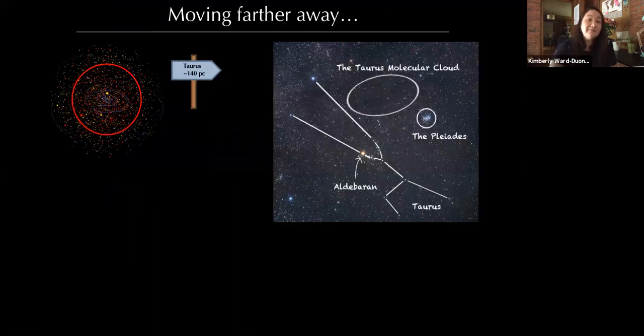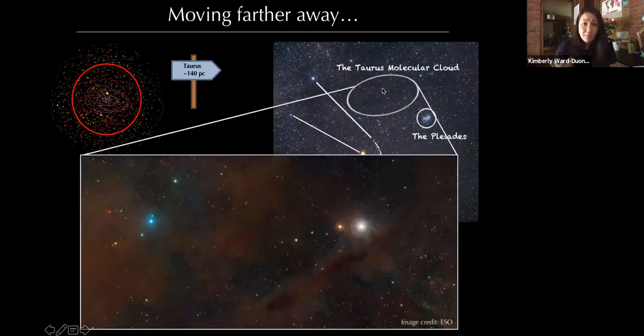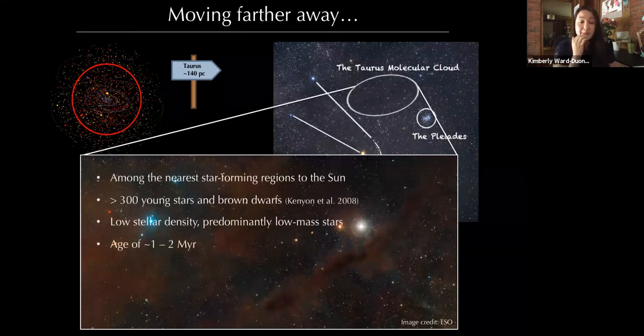Okay, so I've been really focused on the backyard 15 parsecs from the sun. I want to move just a little bit further away, of course, not nearly as far as I think a lot of you are thinking about on a cosmological scale, but just 140 parsecs to the Taurus molecular cloud. The Taurus molecular cloud, as you can see in this image, is one of the nearest star-forming regions to the sun. It's predominantly low-mass stars, so it has over 300 young stars and brown dwarfs. And it's only about 1 to 2 million years old.